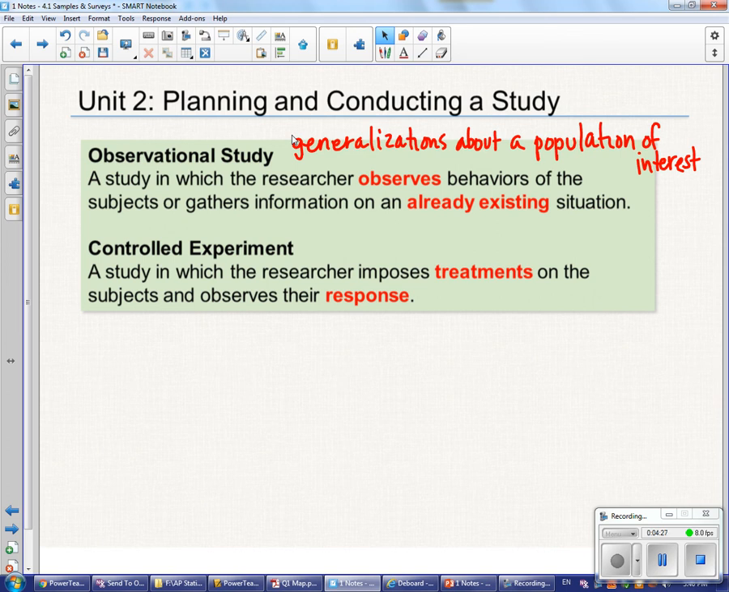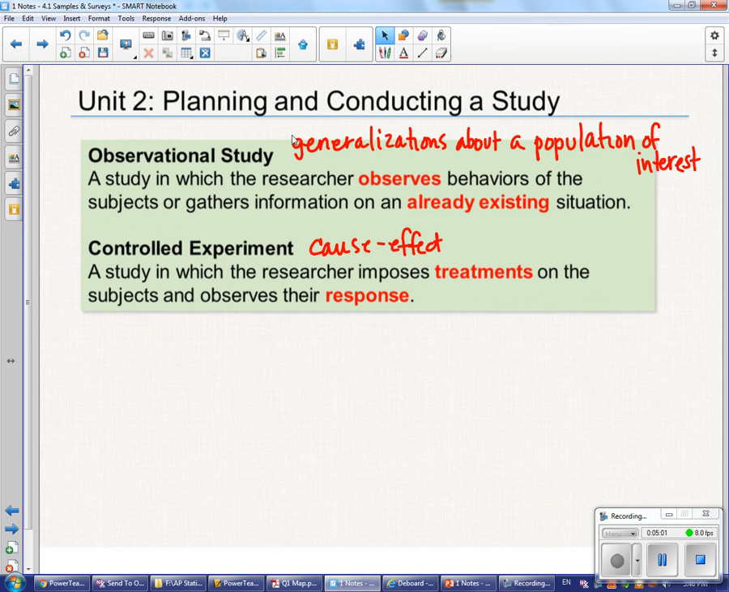But an observational study is essentially where you're observing behaviors of subjects or gathering information from subjects that already exists. So I'm just trying to tease out opinions or understand something about the population that's already in existence. I'm not looking to change anybody's mind. I just want to know how people feel or how they think about a certain subject. These are observational studies. A controlled experiment, my goal is to understand cause and effect.